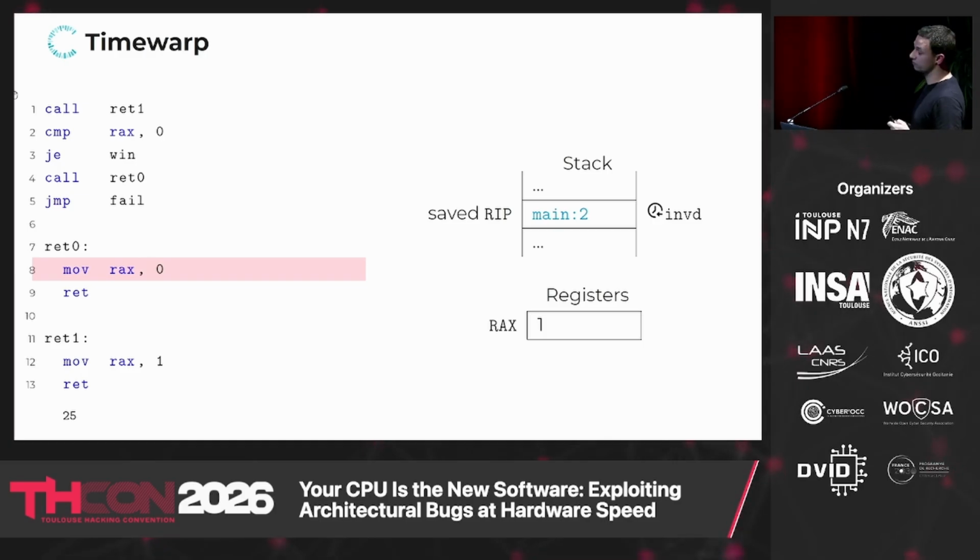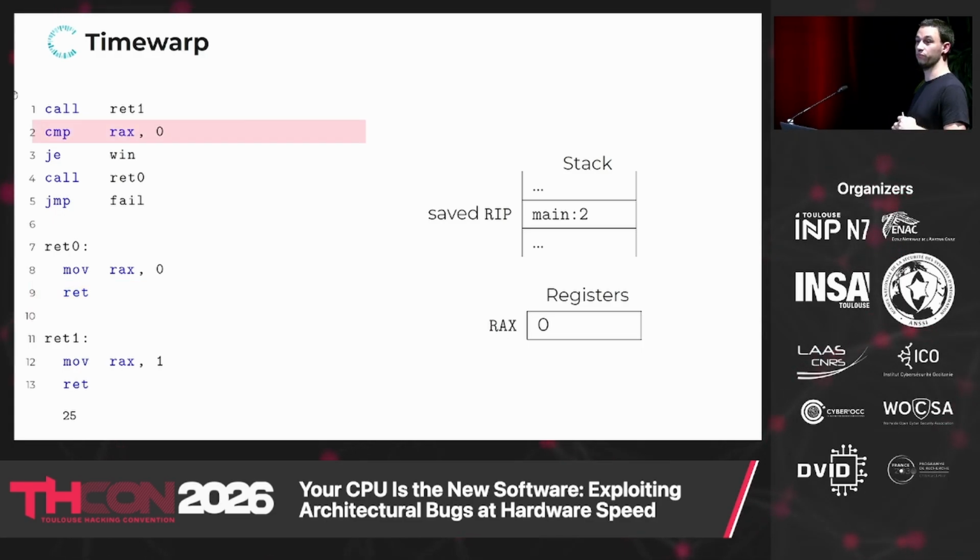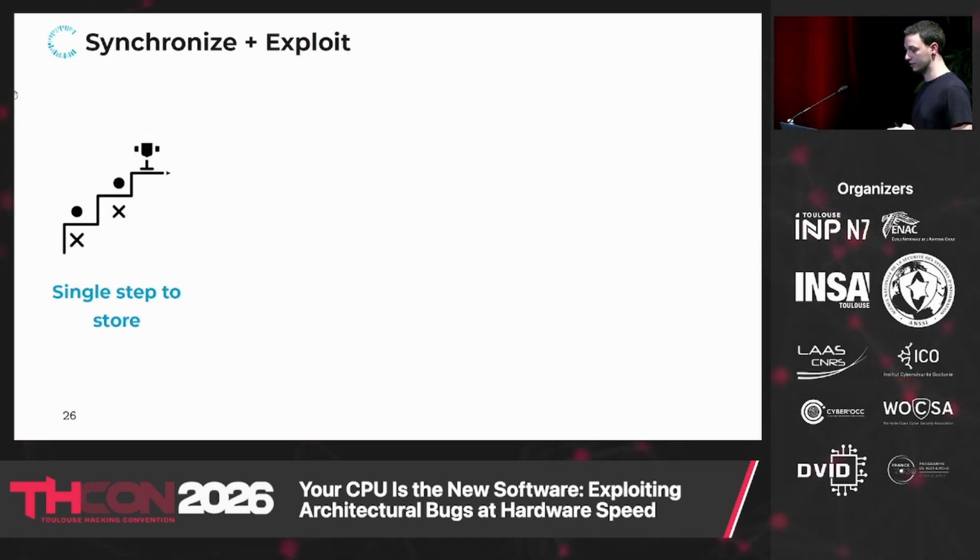So if we invalidate that, and then we return, we are essentially jumping back in time, and we are jumping back to the previous return location, which is after the call to ret1. So we're jumping back here. So now we change the control flow back to older control flow, but keeping the data with the new data. And now we have a 0 in the register. Compare that to 0. Yes, it's true. And yes, we win.